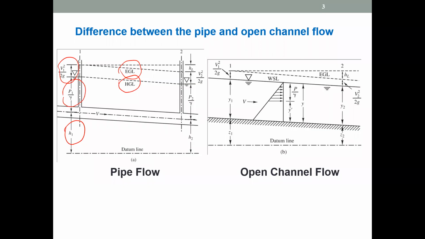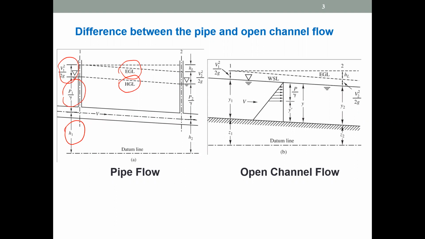So when the water goes from higher head to the lower head, always it is at the expense of the pressure and the elevation. So the pressure and the elevation change, but the velocity remains constant if the pipe diameter is the same.